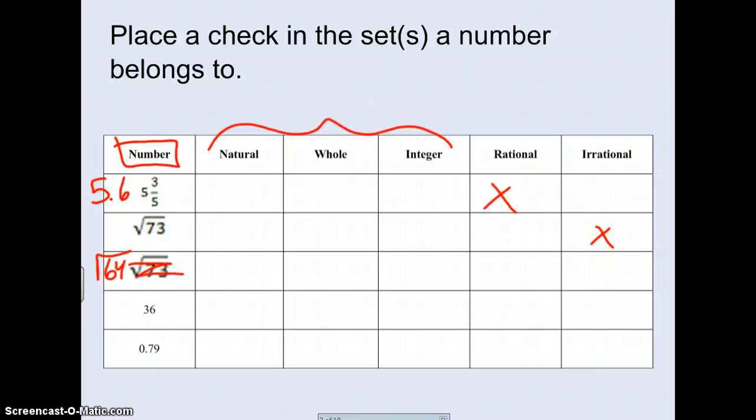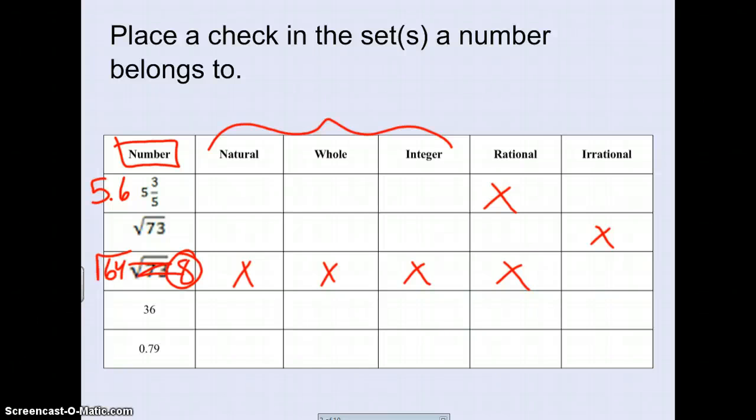Then we're getting down to the square root of 64. If we find the square root of that, we discover that it's 8. Well, 8 is rational. It's also an integer. It's on our number line. It's to the right of 0, so it's a whole number as well as a natural number. So the square root of 64 happens to hit all of the categories.